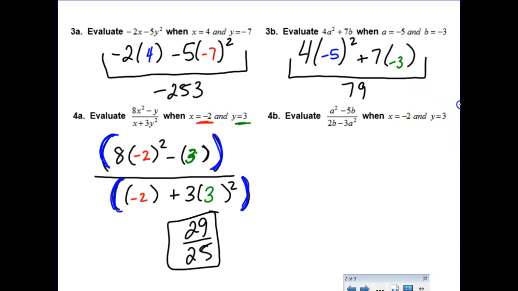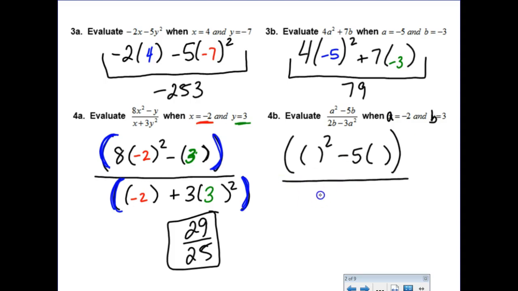Now here's our first typo. I'm sure it won't be our last. This is supposed to say A and B, not X and Y. My bad. So same idea. We have parentheses around our entire numerator. So here's the skeleton. A squared minus 5 times B. Close the numerator. And then we're going to divide it by the denominator, which is 2 times B minus 3 times A squared. And then we're going to close the denominator.